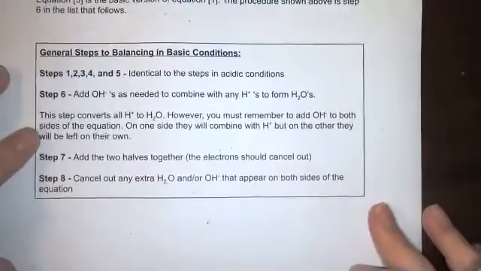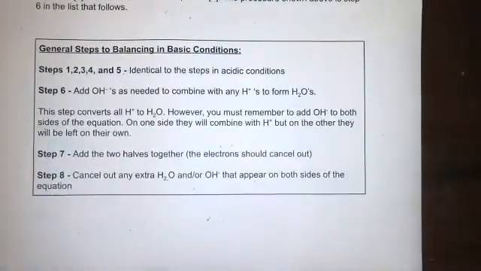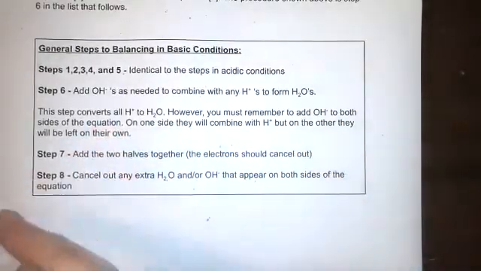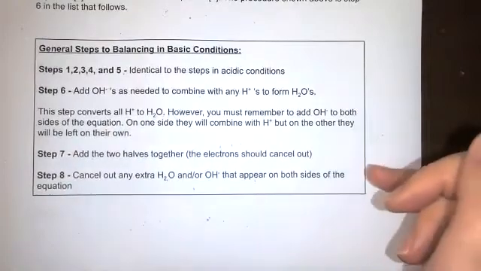So we're going to do this in our balanced redox equation. Steps 1 to 5 are identical to as if we were balancing in an acidic condition. But then before we finish, we are going to add hydroxides as needed to combine with any hydrogen ions in order to form water. Once all of our hydrogen ions have been converted, we can then remember to balance it out. Also note that whatever hydroxide you add to one side, you must add to the other.